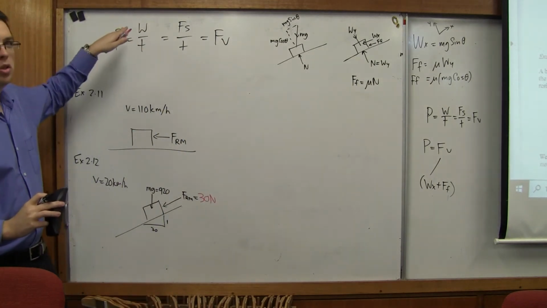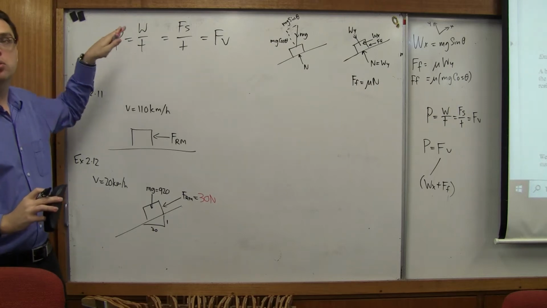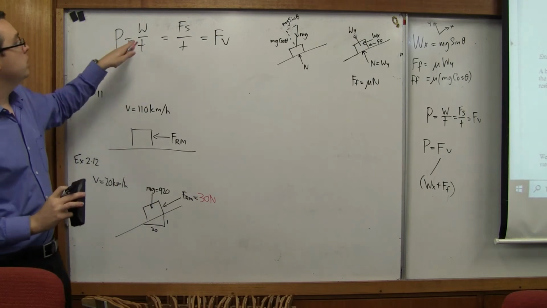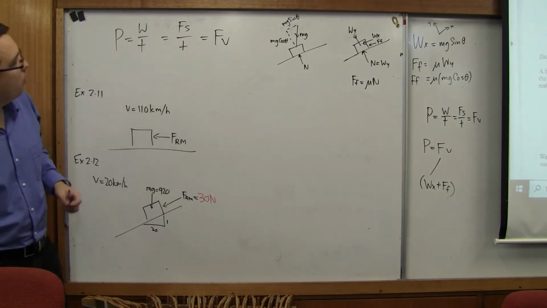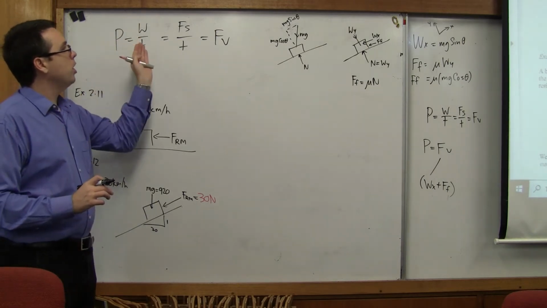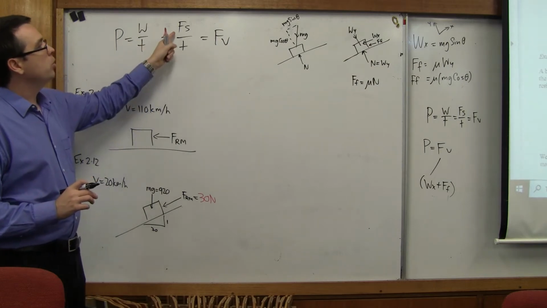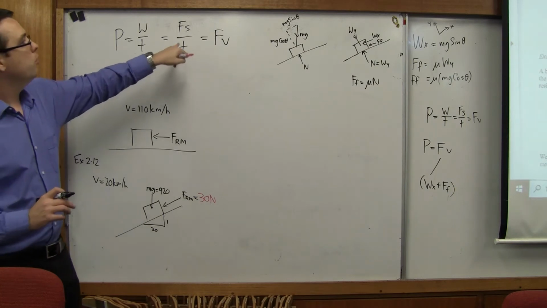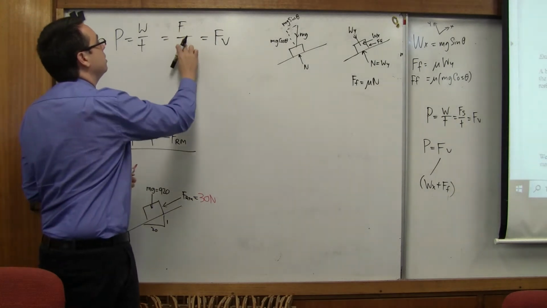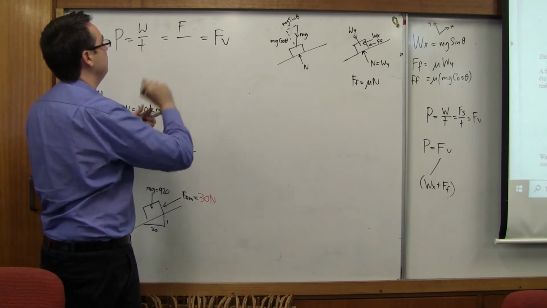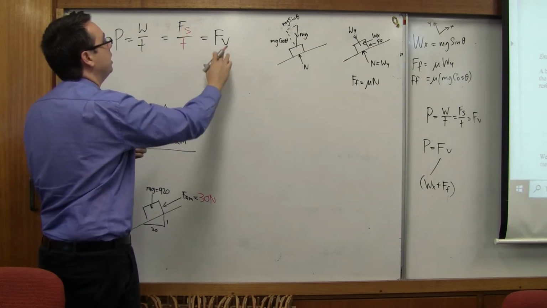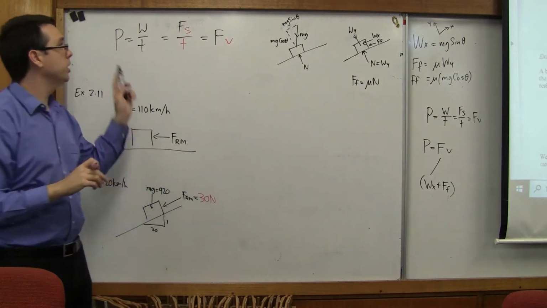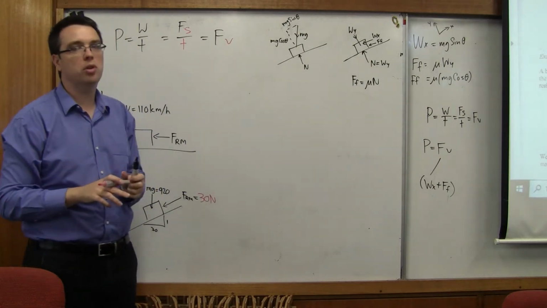This is why we generally don't write weight as W. We usually write weight as mg, as I've done down here. W is for work, but we generally don't use work in our power questions. Instead, work is force times displacement, divided by time, and displacement divided by time is velocity. So our power formula is power equals force times velocity.